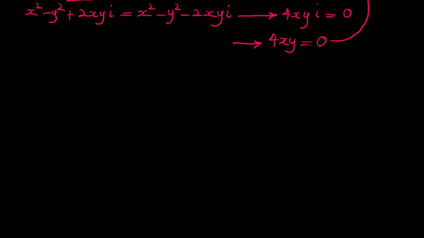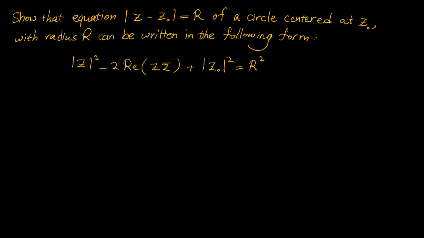Let's move to the next question. Show that the equation modulus of z minus z0, where z0 is a complex number, equals r, the equation of a circle centered at z0 with radius r, can be written in the following form.